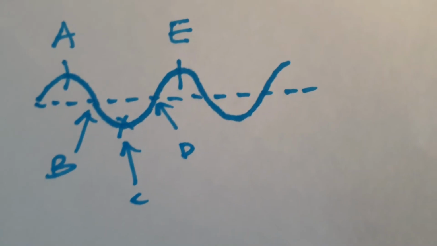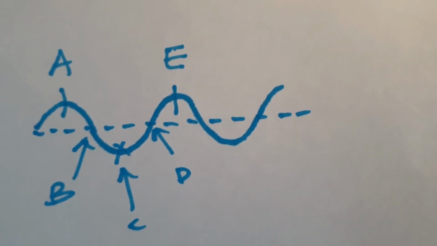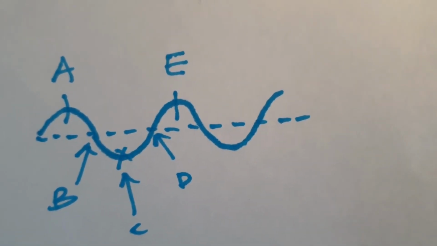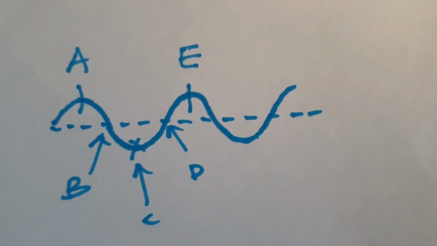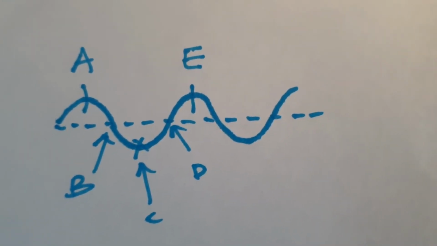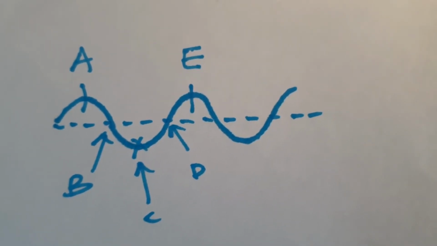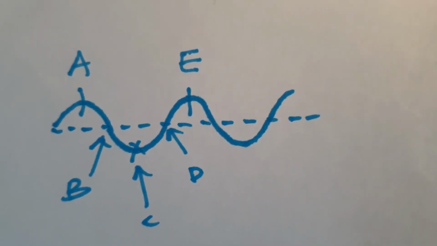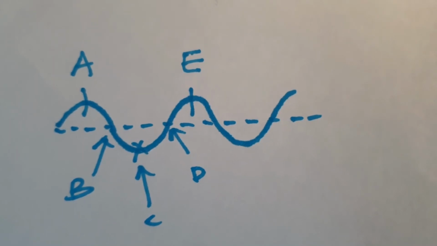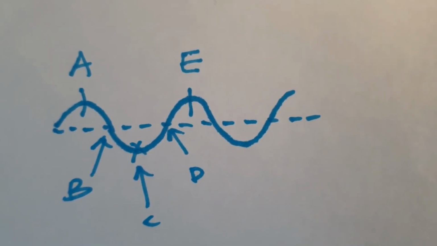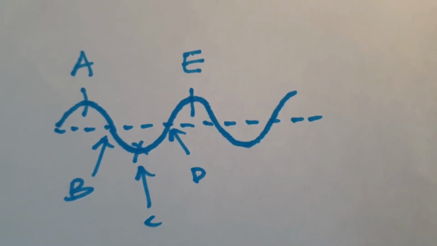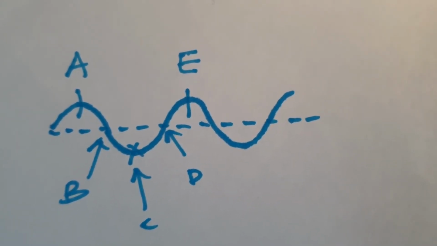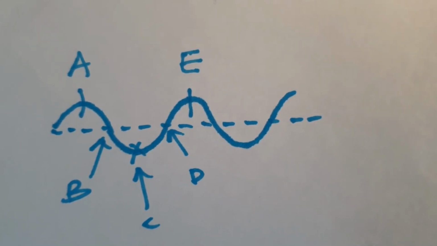Now what if we have the same wave? So if you look at here, you've got A as the peak, E is the peak, the trough is C, the lowest part of the wave, and B and D are the equilibrium position. So what is the phase difference between A and E? So A and E is one wavelength difference. So the phase difference there would be 360 degrees.